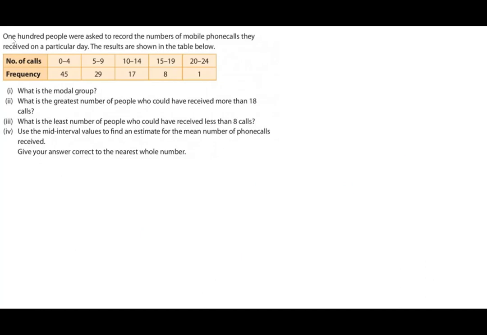In this slide we have a different type of frequency table. This is called a grouped frequency table, and these are called intervals. So number of calls 0 to 4 means there are 45 people who received between 0 and 4 calls. It says 100 people were asked to record the number of mobile phone calls they received in a particular day. So 45 people received between 0 and 4.